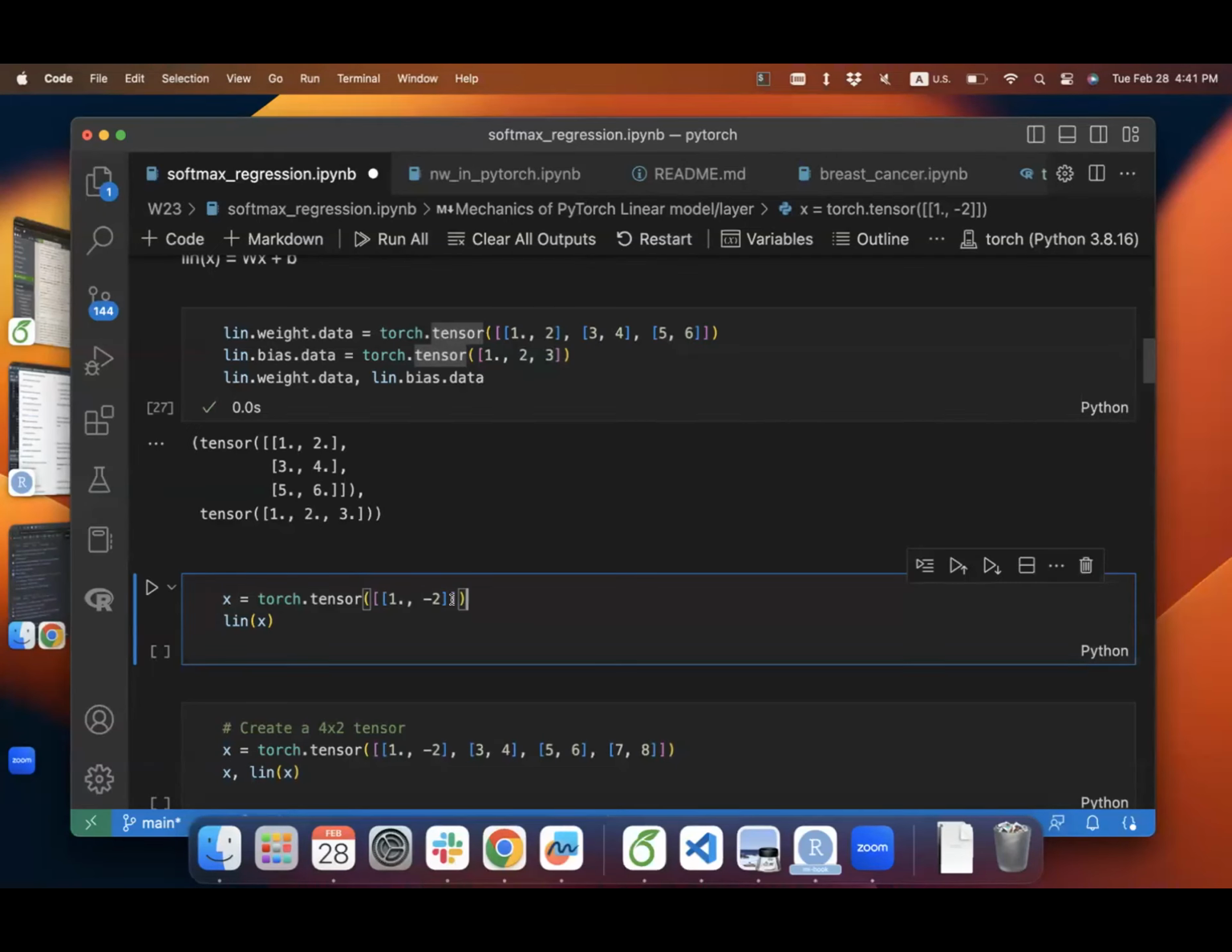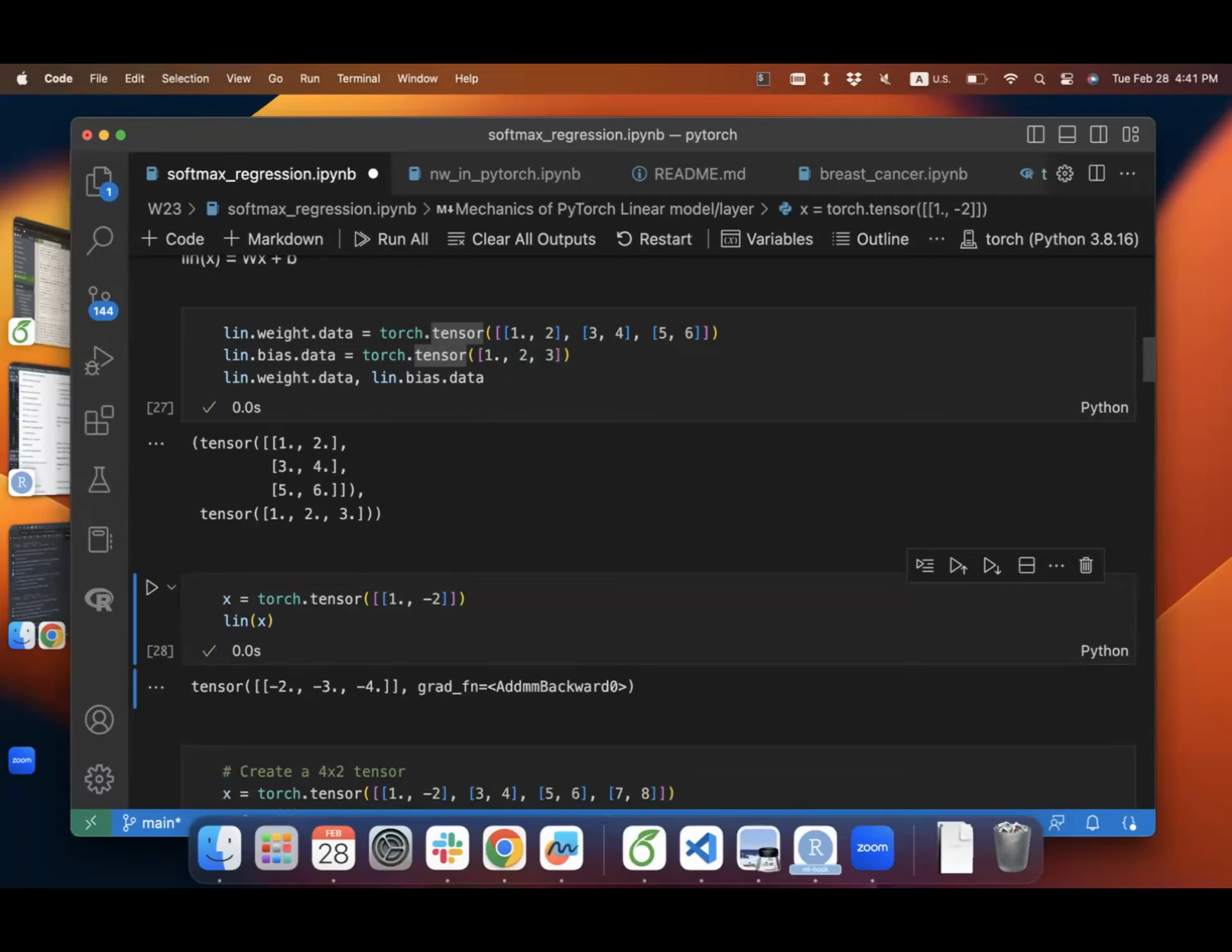Yes. So you get the first row 1, 2 times this, coordinate-wise, add up plus 1. Right, so you get 1 times 1 plus 2 times minus 2, which is minus 3, plus 1, minus 2, right? How about the second one? So 3 minus 8, right? Minus 8 is probably like minus 4, maybe. Minus 3, okay, good. You're better than me. So minus 2, minus 3, minus 4.